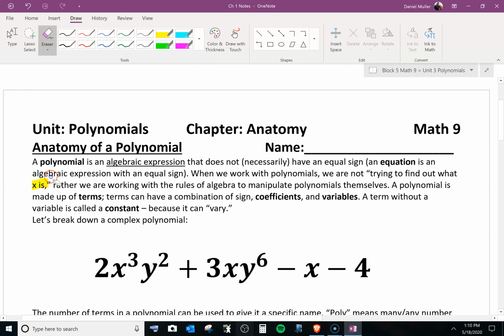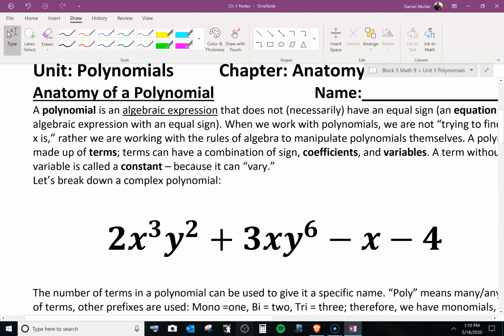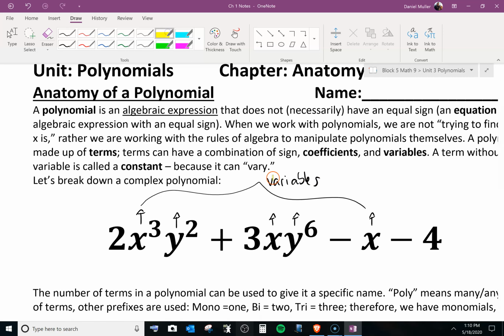So the easiest thing to do is maybe just take a look at this and point a couple things out. So x, y, that y, and that x. Those are all of my variables. So all of my variables are my x, my y, my x, my y, and my x. You can even include the cube, because that means there's just 3 x's. You can include the squared. You can include the 6.